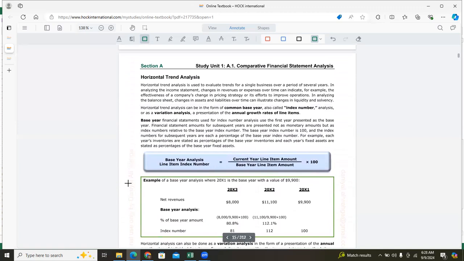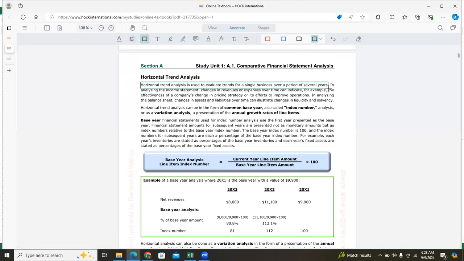Here I got to see my horizontal, or you can say trend analysis. It says horizontal trend analysis is used to evaluate trends for a single business over a period of several years. So, mainly, you look towards your year over year growth and how that has been related.